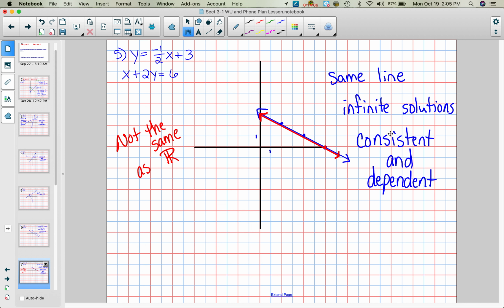So that's how you do systems of linear equations, and the words that you use to describe them and the different situations that you could have. So I wanted to make sure you had an understanding of that.